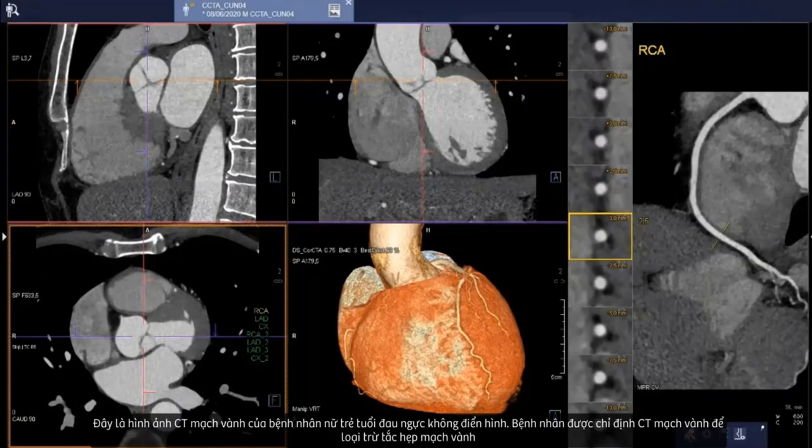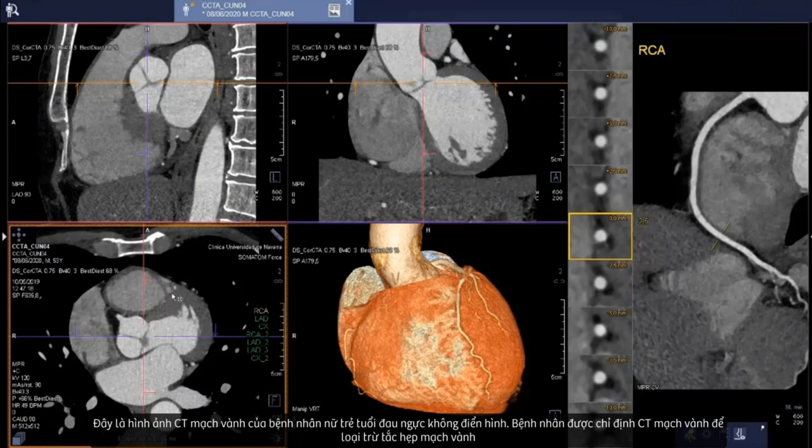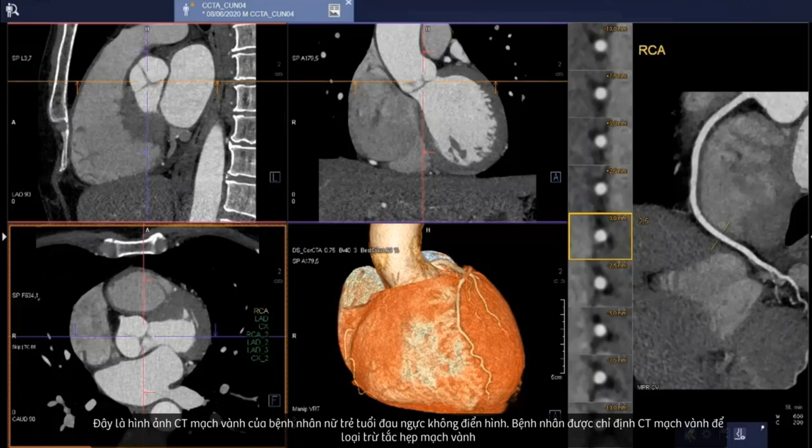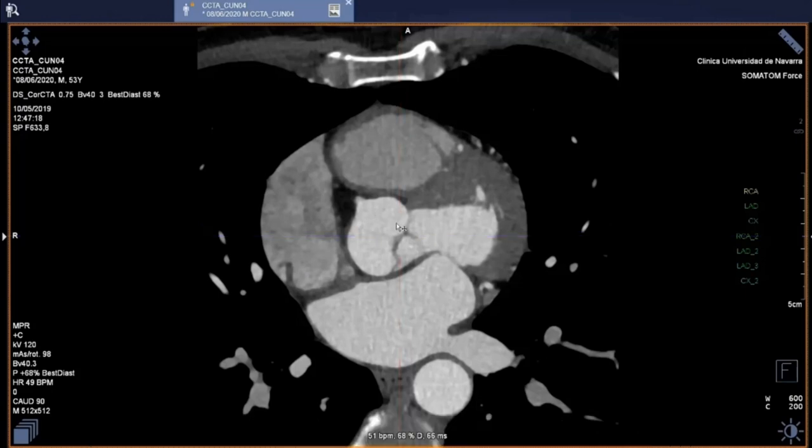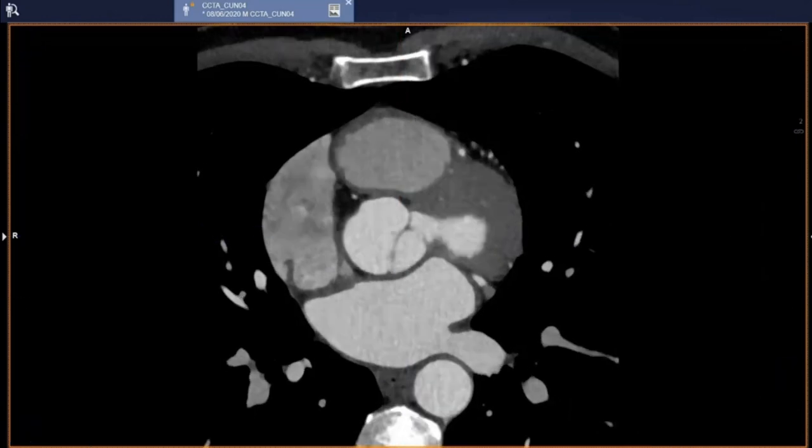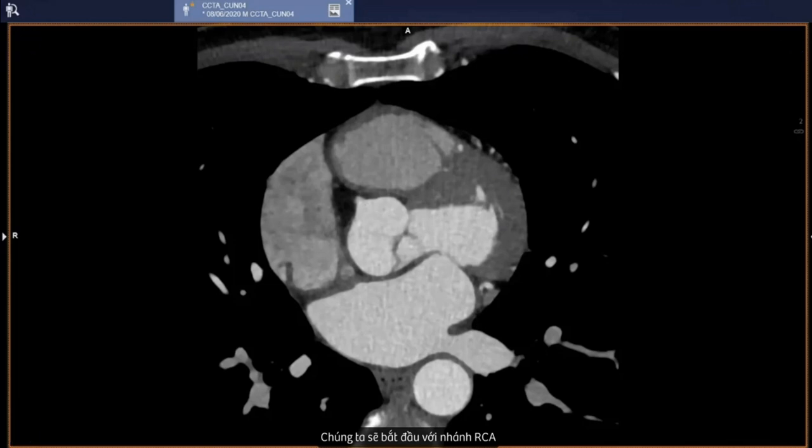This is the case of the patient, a young woman with atypical chest pain. We're performing the coronary angiography to rule out coronary stenosis. We start with the RCA.